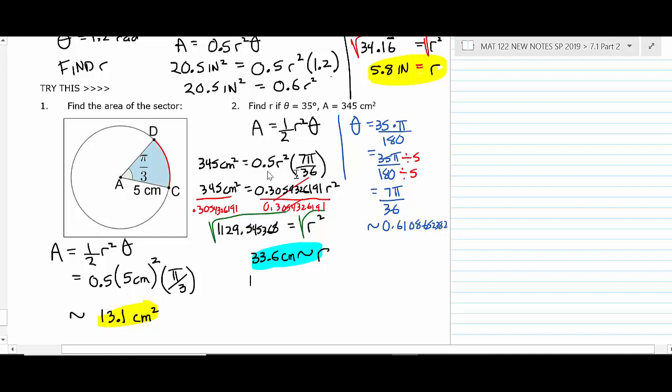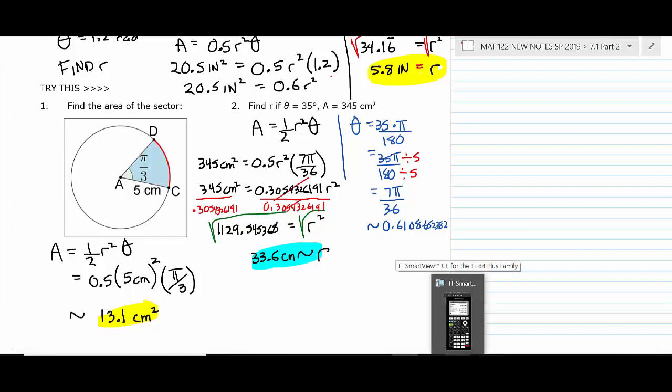So what I did is I plugged in 35, 0.5 r squared, and I just took 0.5 times 7 pi over 36 and got 0.30543269191. Now see, if I rounded that to 0.3, I would have some significant error in my calculation. It wouldn't be that accurate. So I went ahead and just left that in. Then I divided both sides by that to get r squared by itself, took the square root of both sides, and then rounded the answer at the end. So that's the idea. Okay, so that will wrap that up.